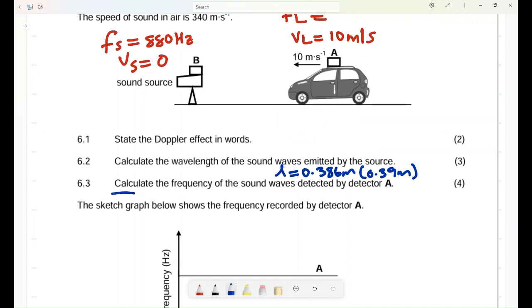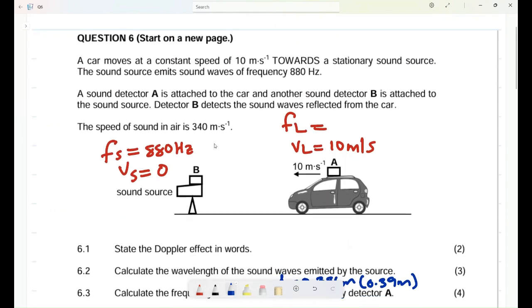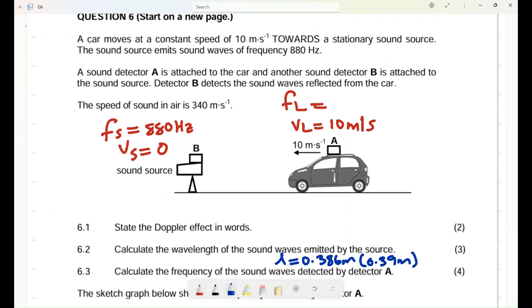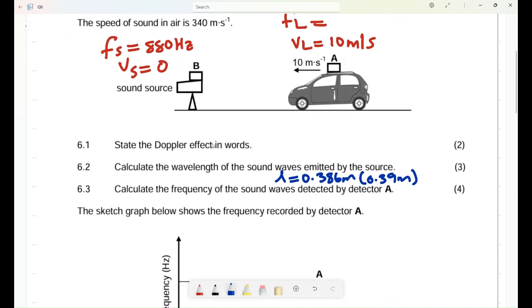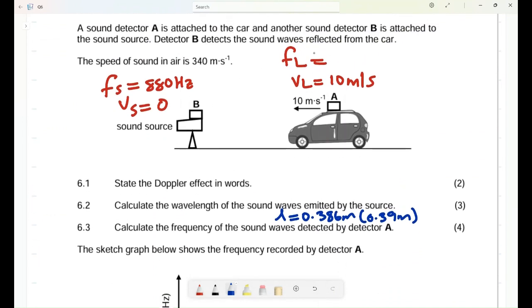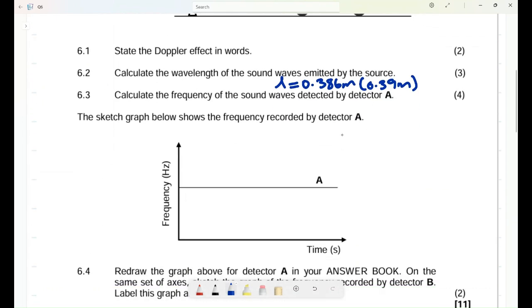Now they say calculate the frequency of the sound waves detected by A. So now A will act as a listener, because it is a detector. Someone who detects is someone who listens. We want the frequency of the listener. Remember our formula goes like: frequency of the listener is equal to V plus or minus the velocity of the listener, over V plus or minus the velocity of the source, multiplied by the source frequency. Remember the frequency is a small f, please.